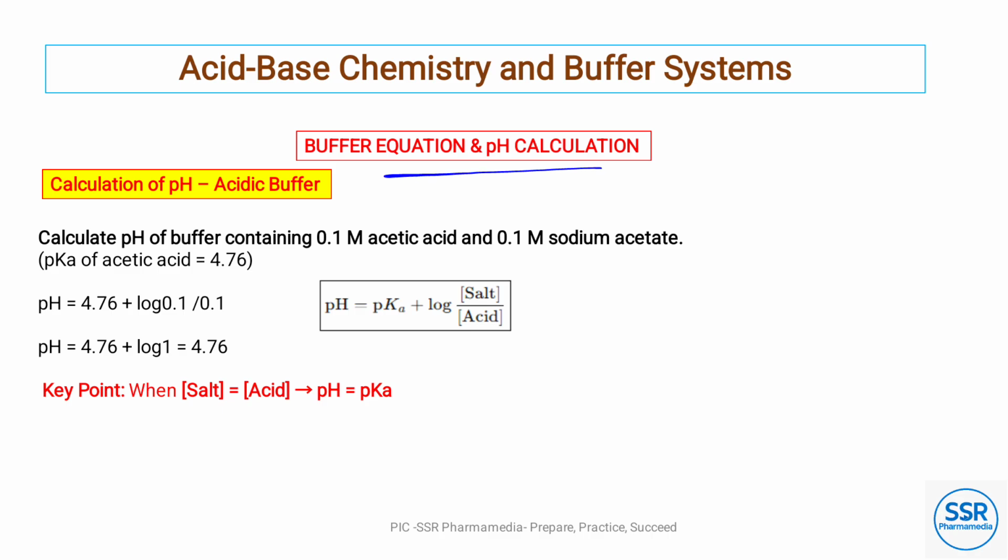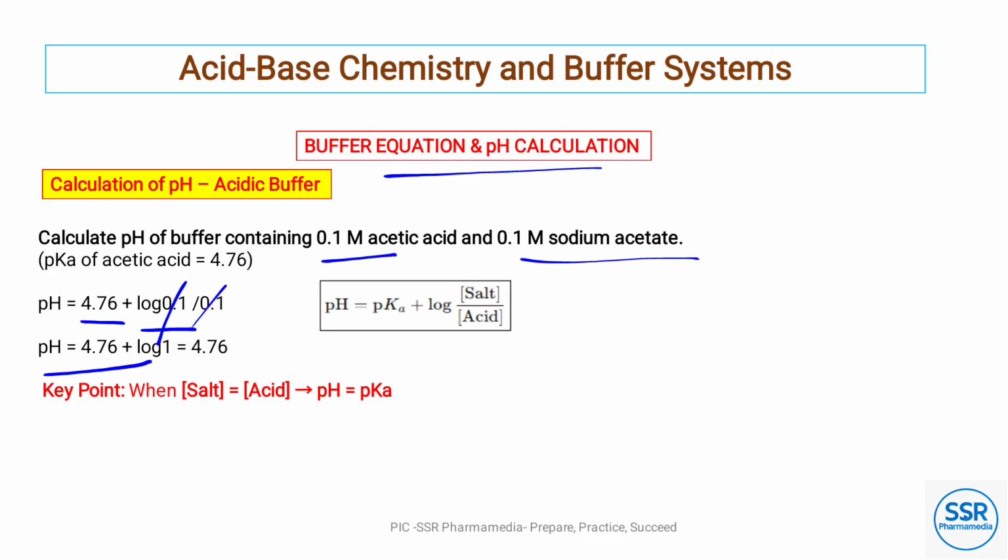So, in buffer equations and pH calculation: calculate the pH of a buffer containing 0.1 M acetic acid and 0.1 M sodium acetate. So the pH is pKa plus log 0.1 divided by 0.1. So 0.1 divided by 0.1 will cancel, so we have log 1, and log 1 in base 10 is 0. So the pH is 4.76.